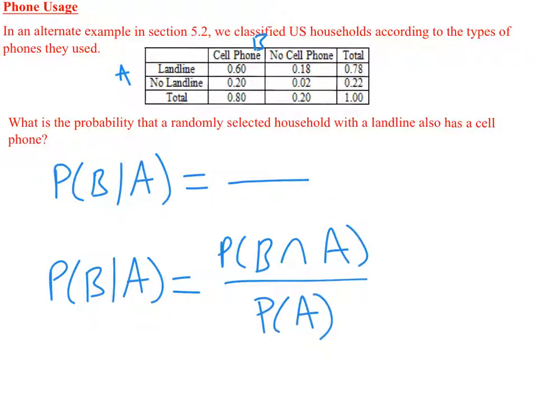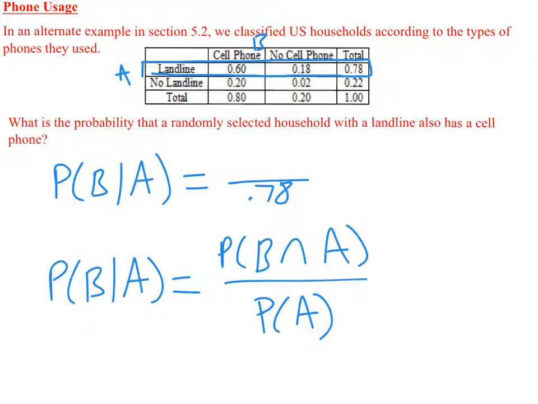The probability of both events over the condition. The condition is that the house has a landline. And we know that that's the case. So if I'm thinking of the table, I'm looking up here. 0.78 needs to go on the bottom. If you said event A is that they have a landline, as you can see in the formula, that is the probability of A. It's 78%. That probability needs to go on the bottom.